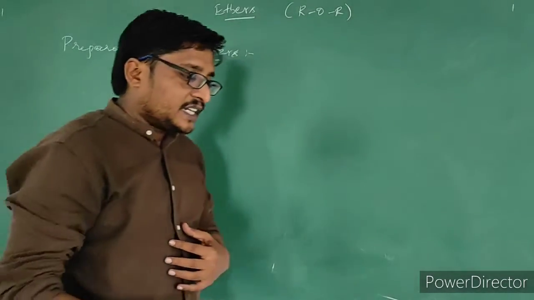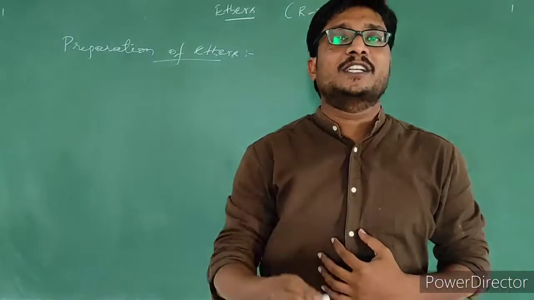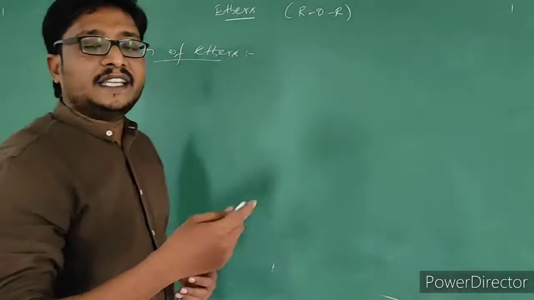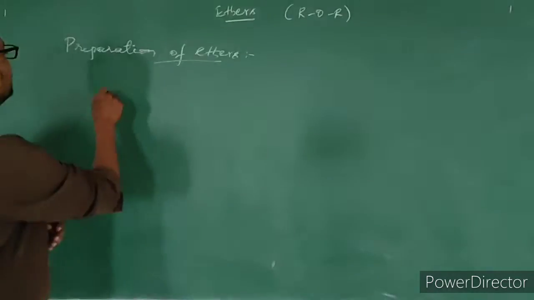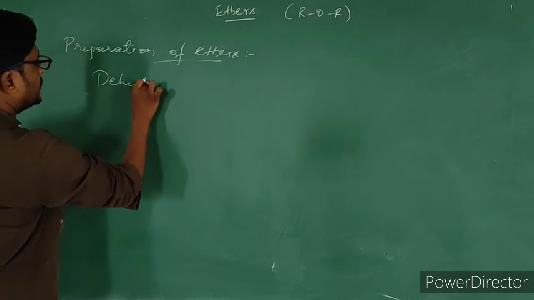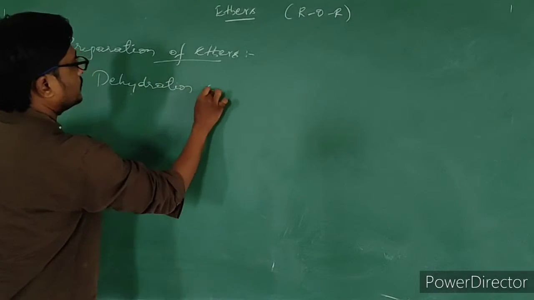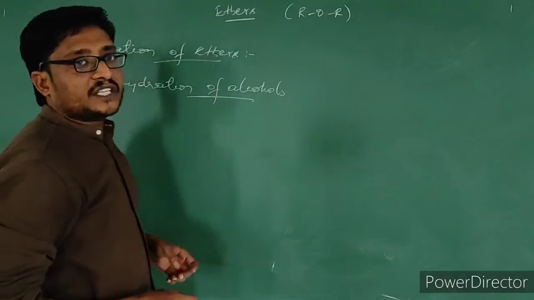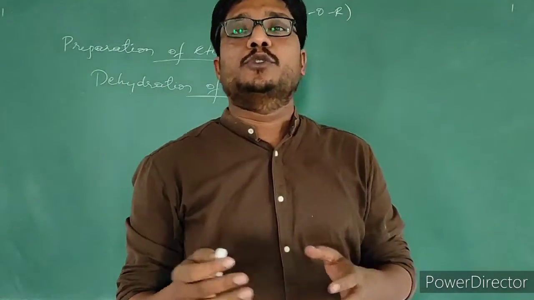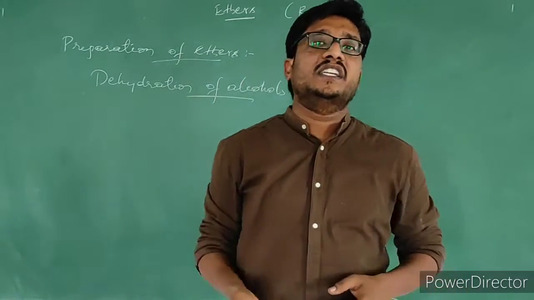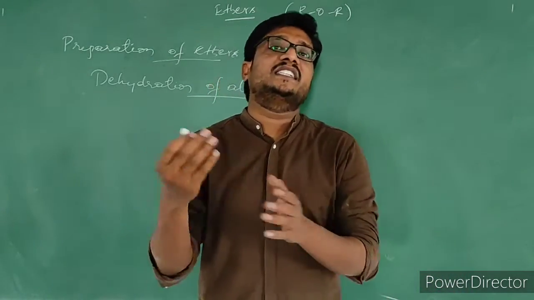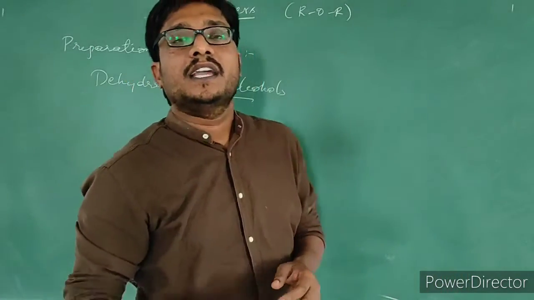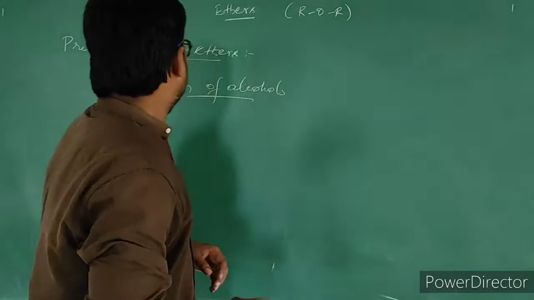When dehydration of alcohols takes place, ethers get produced. So we are going to prepare ethers by dehydration of alcohols. This dehydration of alcohols can be done by two methods. One is acid catalyzed dehydration. The other is catalytic dehydration. Let us see one by one. The first method is acid catalyzed dehydration.